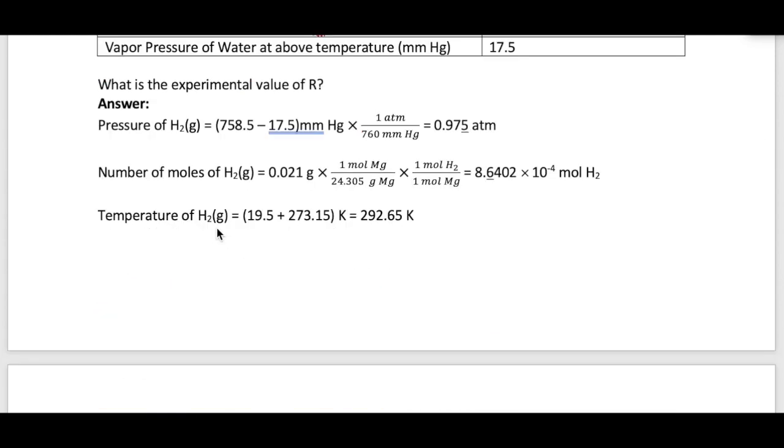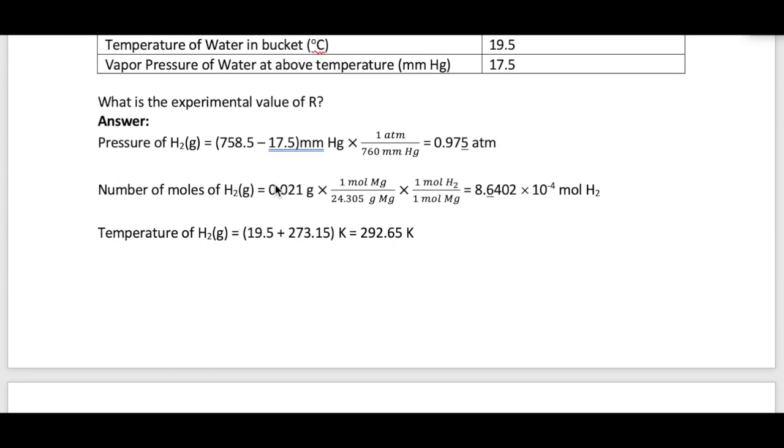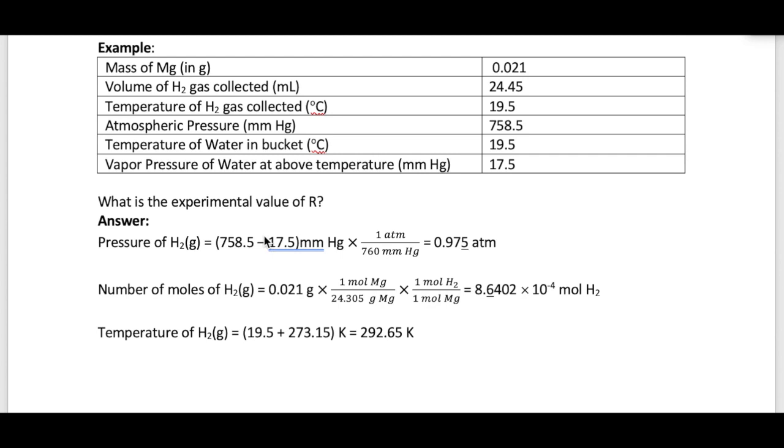So the first thing we start with is calculating the pressure of H2. And as we talked about earlier, you're going to need to subtract the vapor pressure of water, which is given right here, from the atmospheric pressure. And what I will want to do also is convert that to the unit of atm, because in the end my unit of R is expressed in atm, so it'll be 0.975 atm. I underlined this digit 5 here because that's where the significant figures would end.